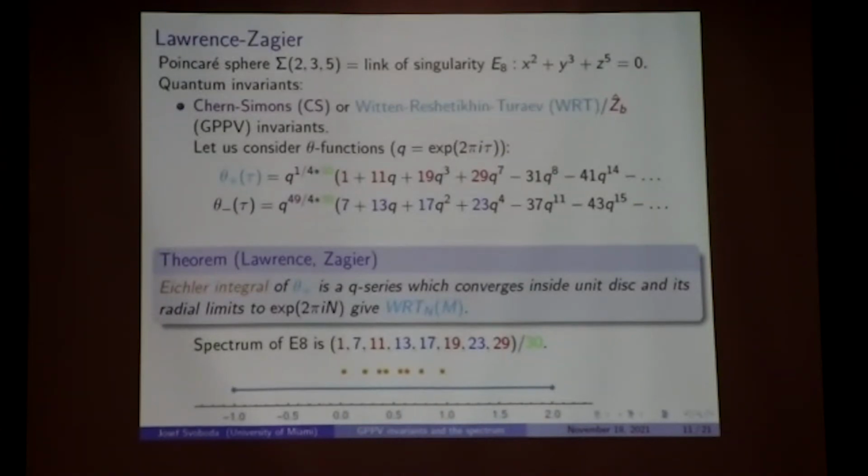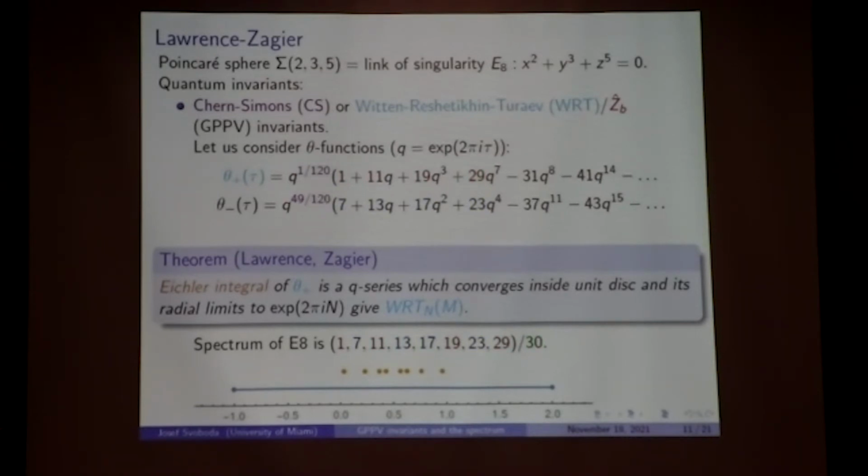How do you know to pick the number 49? When you define theta minus, why 49? Theta minus is defined in terms of q to the 49 over 120, right? Why do you pick 49 and not 70? I mean, you should ask Lorentz and Xavier. Is there an algorithm or a formula?